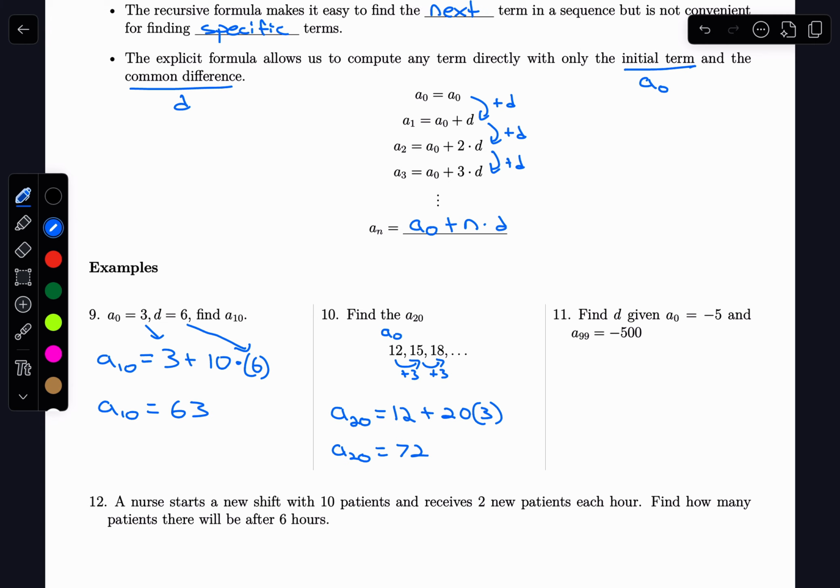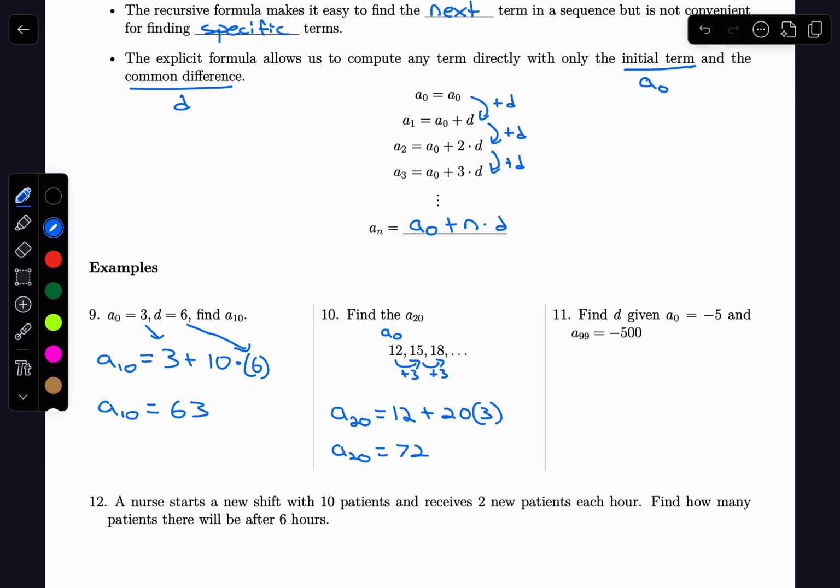Now, you could keep adding 3 twenty more times to get there, but it is far, far quicker to just multiply 3 by 20 and add it to that initial term. All right, number 11. Now we're going to do the opposite. We're going to find D given that A sub naught is negative 5 and A sub 99 is negative 500.